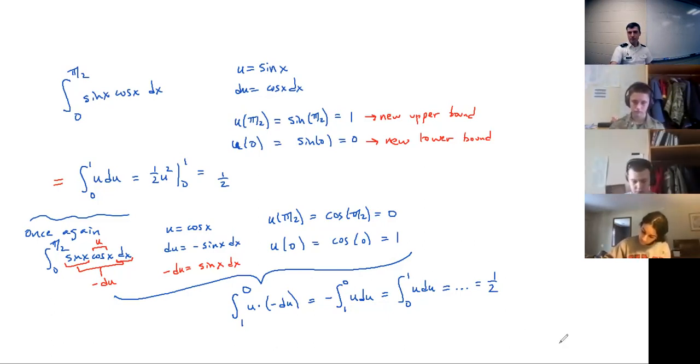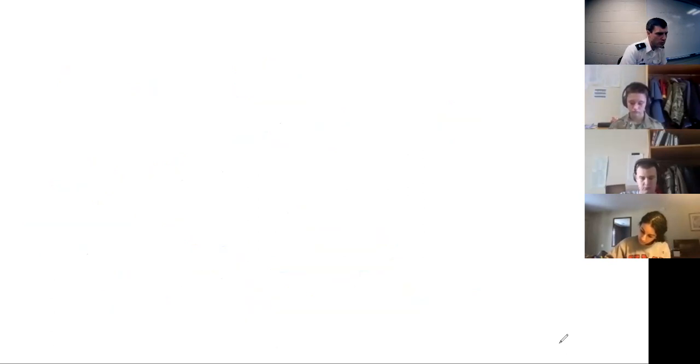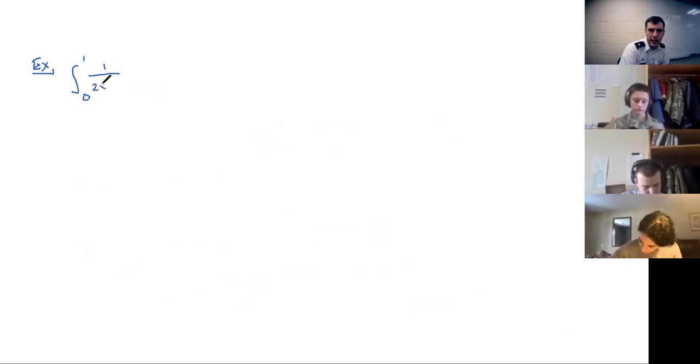All right, let's do another example. Integral, new example, brand new, no more sines and cosines this time. Integral from 0 to 1 of 1 over 2x plus 3 dx.